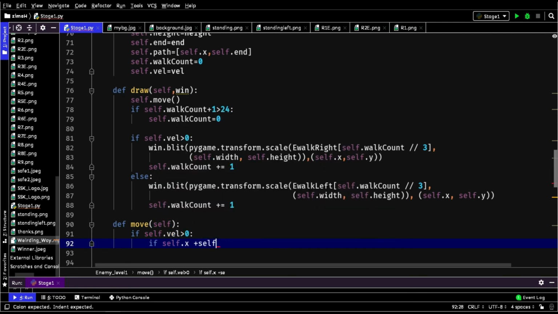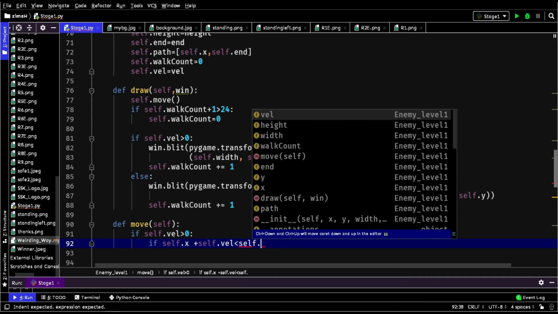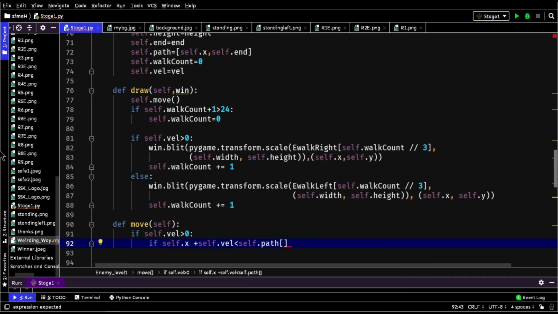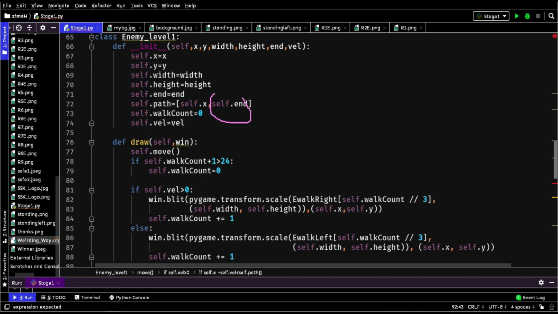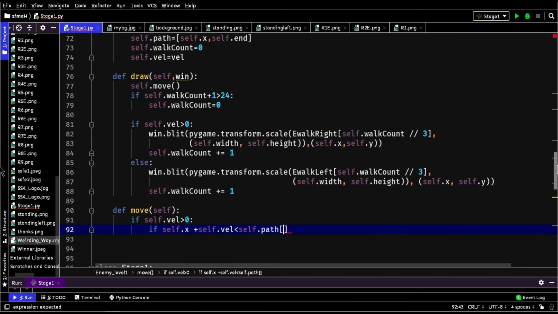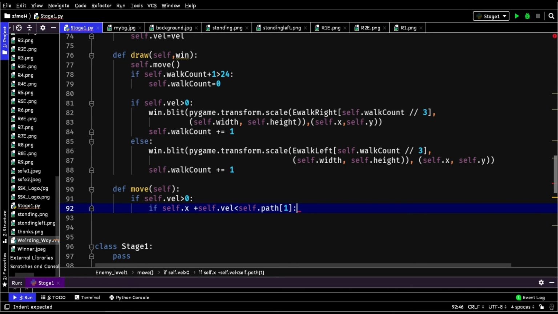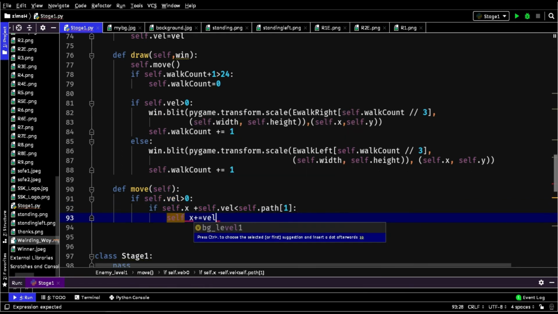Coming to the move function, if the velocity is positive and if the enemy has not reached the end of the path, then we continue to increment the x coordinate of the enemy with the velocity.